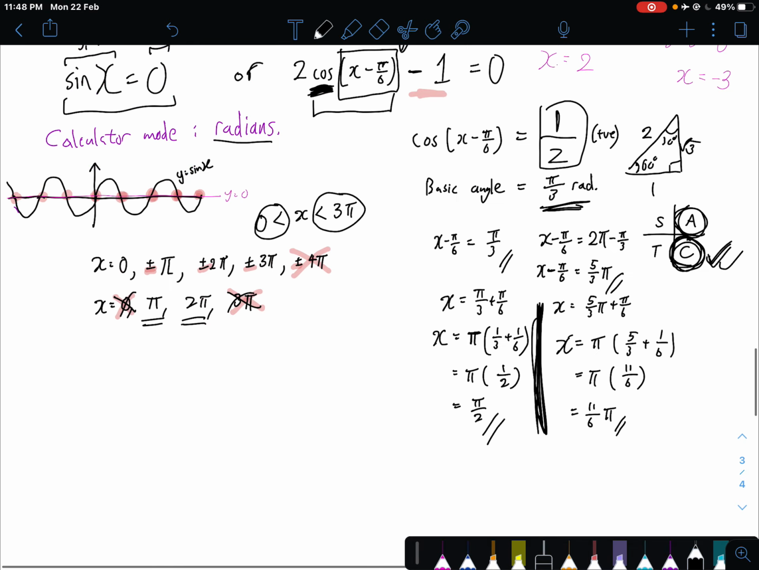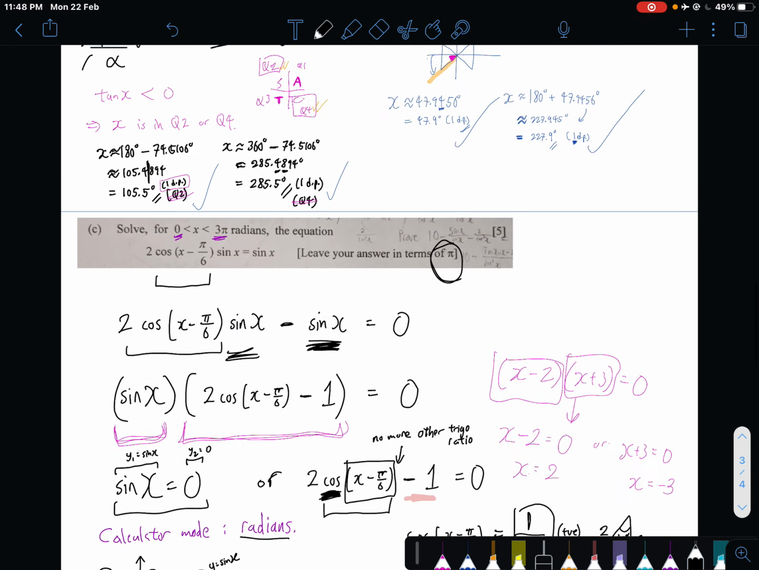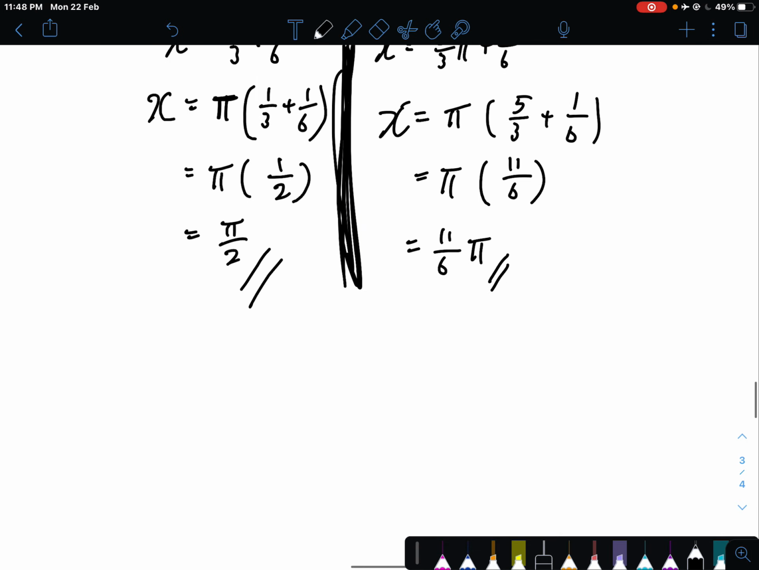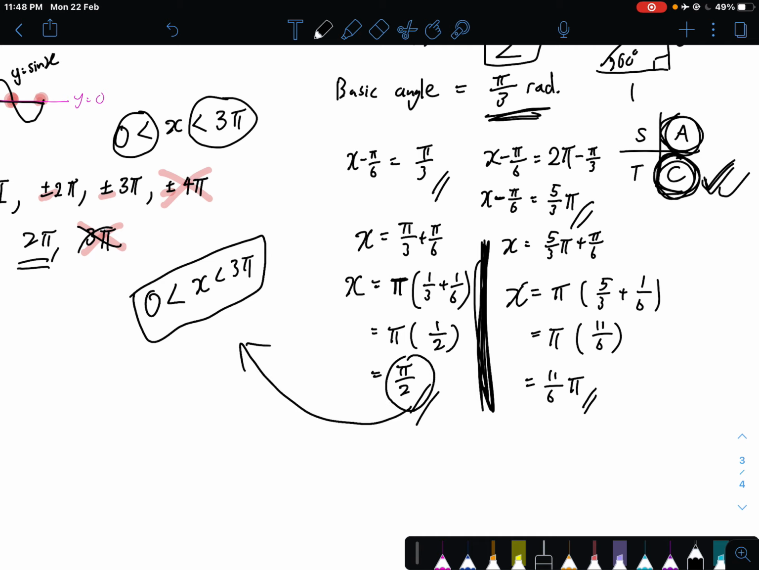Do we stop here? No, we have to check our domain. We wanted answers from 0 to 3 pi. So 0 less than x less than 3 pi. Do you notice a problem? This pi by 2, is it within? Is it inside? Yes. How about this 11 pi over 6? Is it inside? Yes, it's inside.